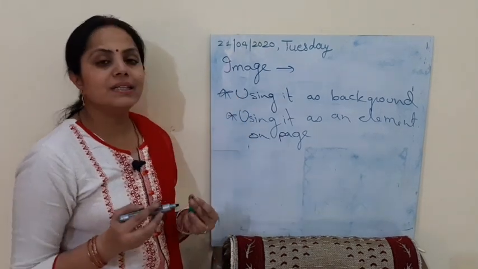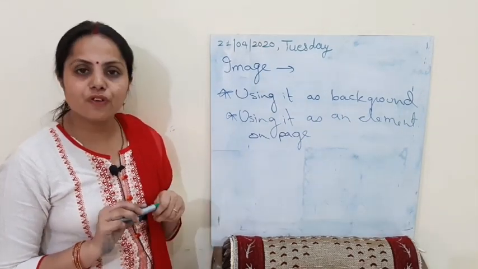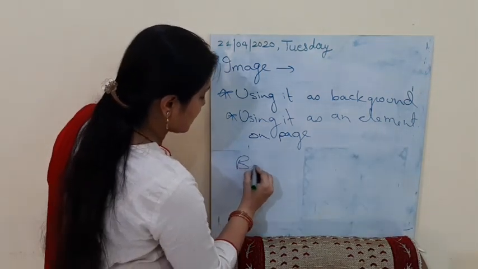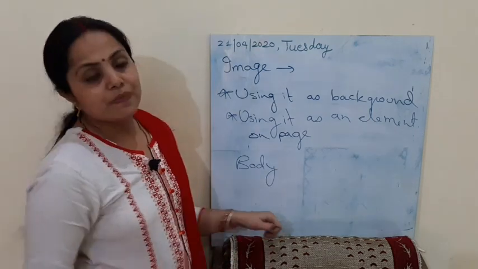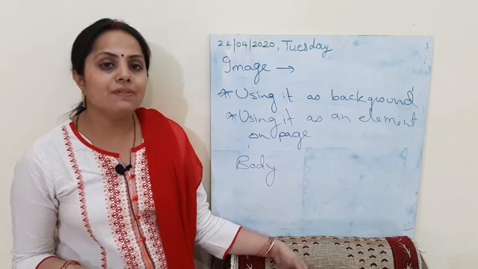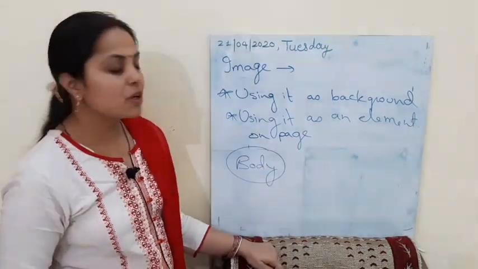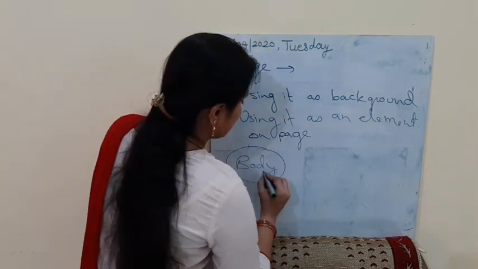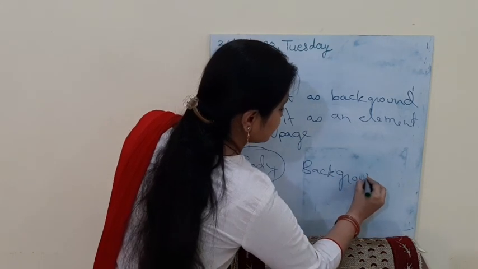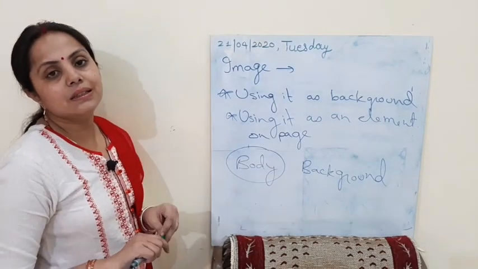So if I am using it as a background, where should I insert it? Think. We know from where we set backgrounds? We set it from the body tag. So if anyone asks you that if I want to insert an image at the background, which tag will be used? Please write the body tag. Because here we are going to use the body tag along with the background attribute. Then only the image will be coming as a background.